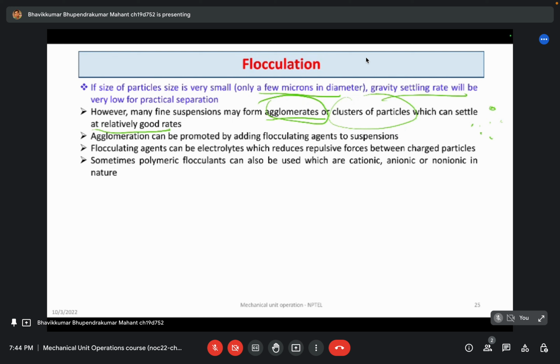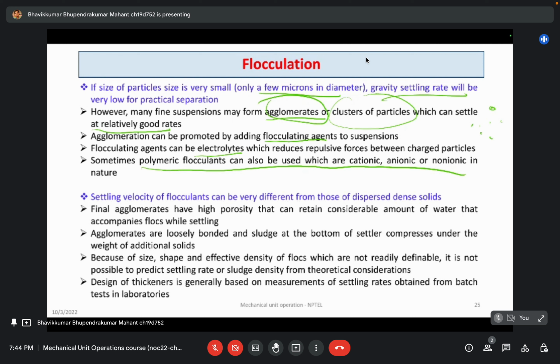So sometimes industries add a flocculating agent. These are agents which can enhance the agglomeration process. Flocculating agents can be electrolytes. Most of the time they are electrolytes, which convert the fluid or solvent into an ionic medium, and then charged particles will easily flocculate with each other depending on their charges. Sometimes polymeric flocculants can also be used, which are cationic, anionic or non-ionic in nature. We use polymeric flocculants with different charges, and that is useful for agglomeration.